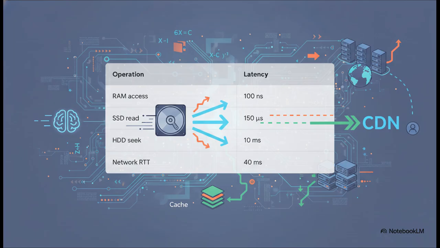Similarly, internalizing raw latency numbers is honestly eye-opening. Hitting RAM takes about 100 nanoseconds, while a mechanical hard drive seek takes 10 milliseconds. I mean, think about that. Reading from RAM is roughly 100,000 times faster. And a cross-country network round trip, that's even slower at 40 milliseconds. These raw numbers mathematically prove exactly why we rely so heavily on caches and CDNs.